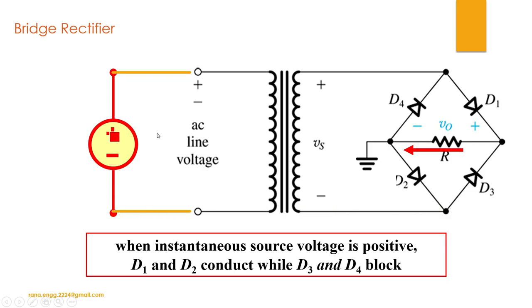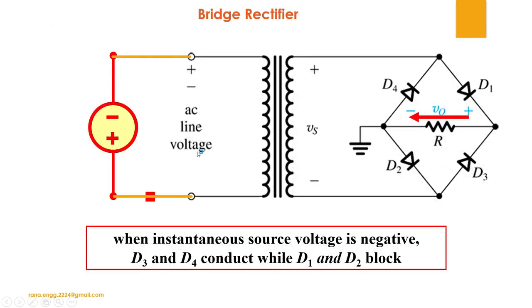Then it will complete the path. Suppose the top one is positive and the bottom one is negative, D1 and D2 are on. D4 and D3 will be off, right? And when the polarity changes, who should be on now? The other two. When it reaches this point, it has two paths to go, from D3 or D2.